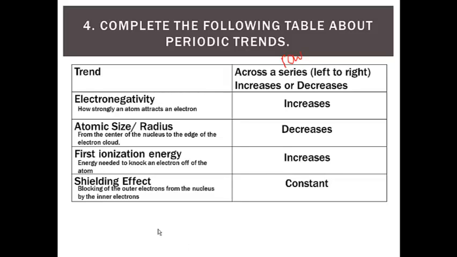It is important to note which of these is the highest for which elements. The highest electronegativity would be fluorine. The closer something is to fluorine, the more electronegative it is. The biggest radius is francium. So the closer something is to francium, the bigger the radius. The highest first ionization energy is going to be fluorine. So the higher the ionization energy, the closer on the periodic table that element would be to fluorine. And shielding effect is constant.